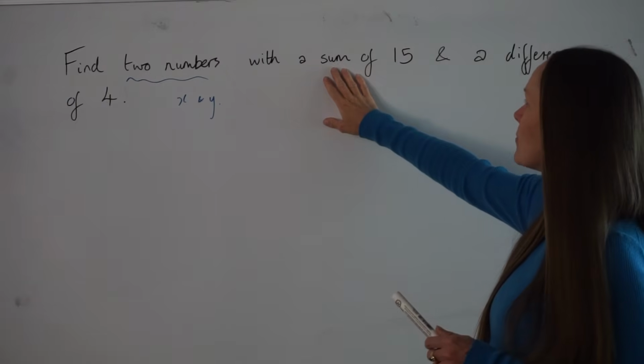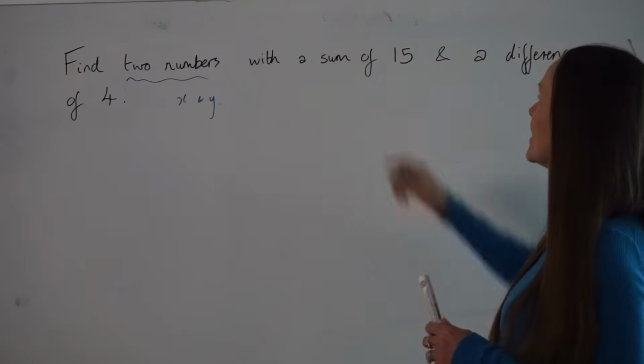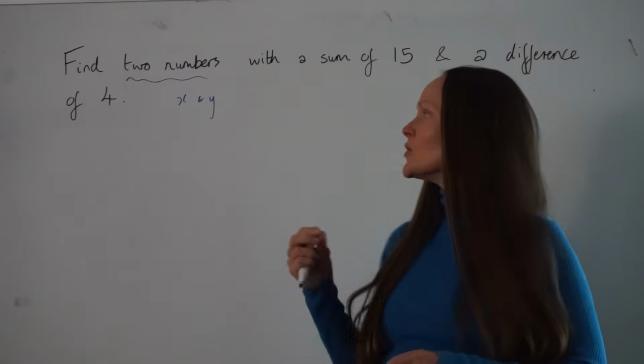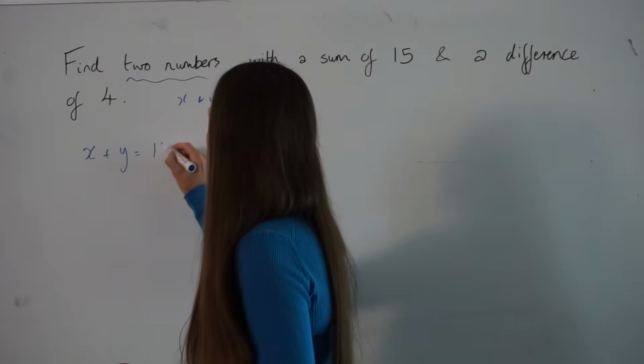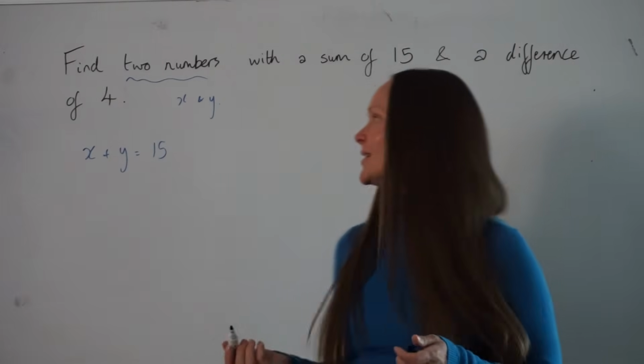It says the sum of the two numbers is 15. Now sum means addition, so when we add the two numbers x and y together, we know it equals 15. And there's our first equation already, okay?